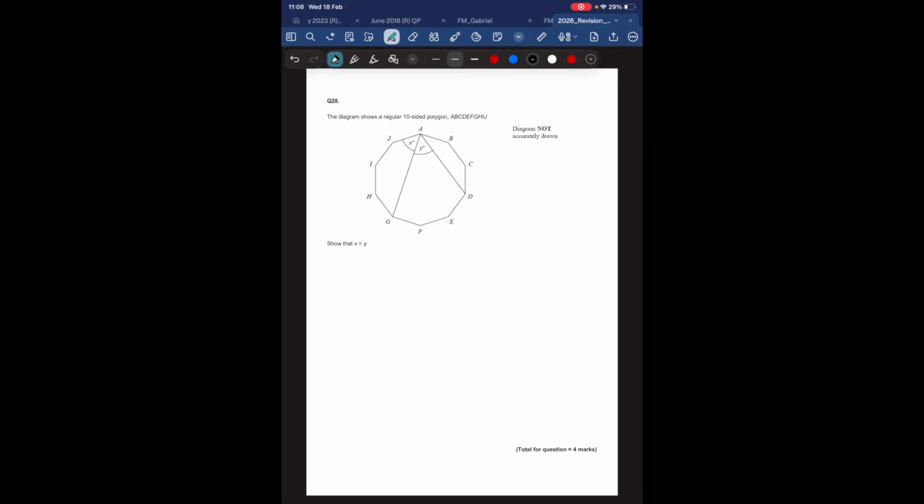When you start any kind of question regarding polygons, especially regular polygons, the most important formula you need is the sum of the interior angles. There's a formula for working out the sum of the interior angles. It's 180 times n minus 2. The n is basically the number of sides in your polygon. This is probably the most important formula that you're going to need when tackling polygon questions. It's going to save a lot of time.